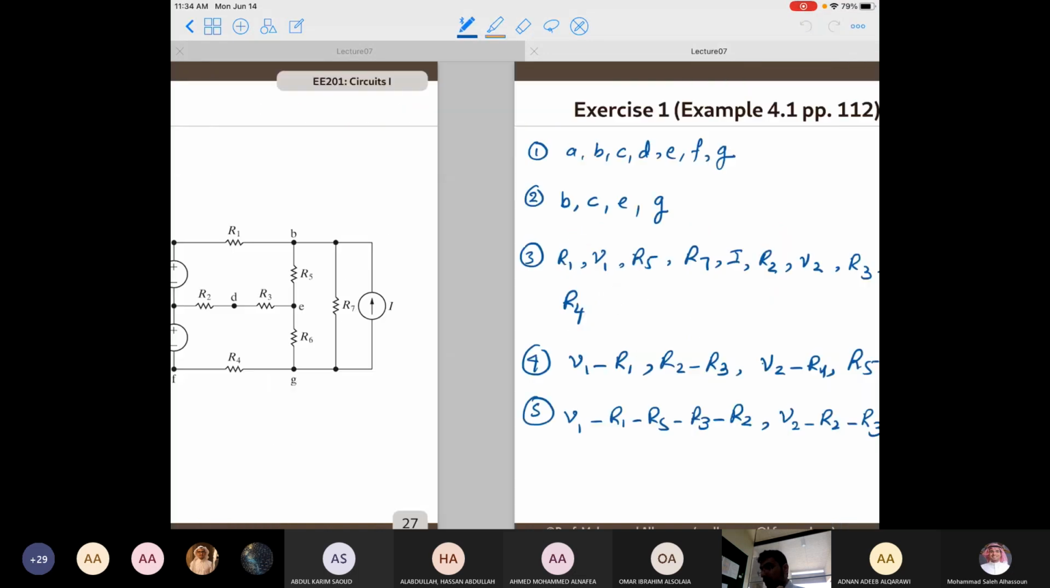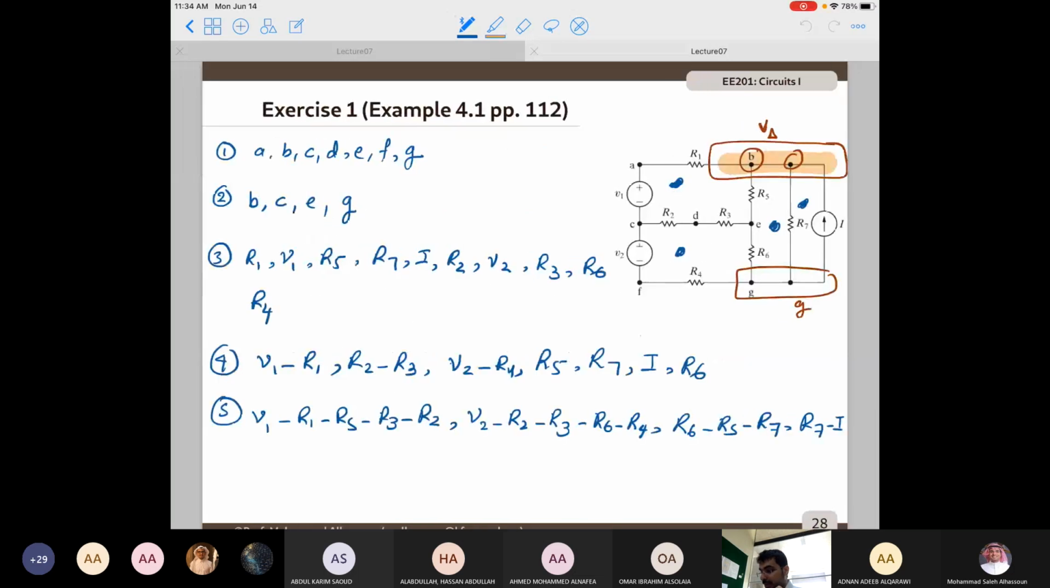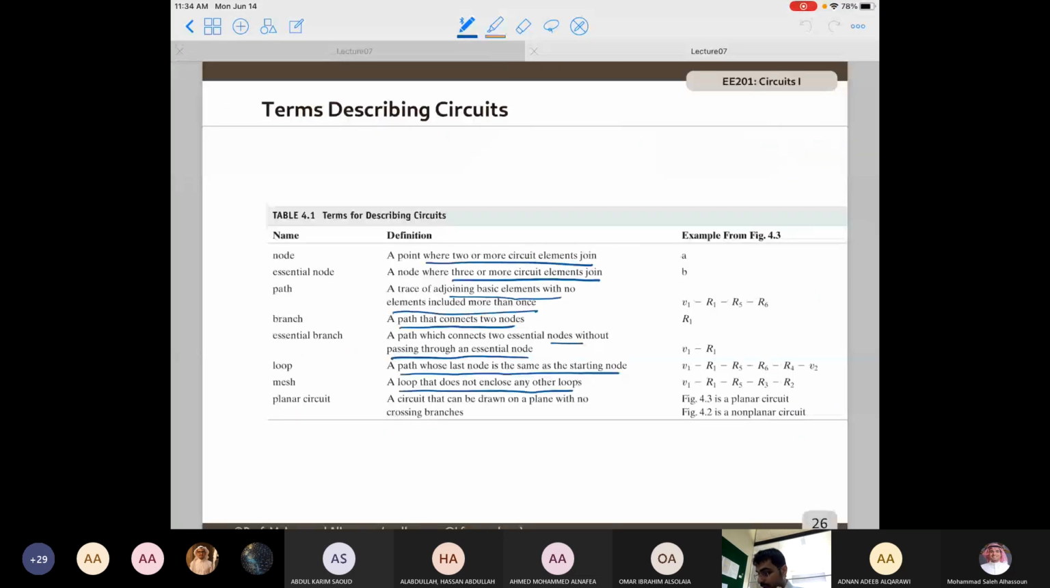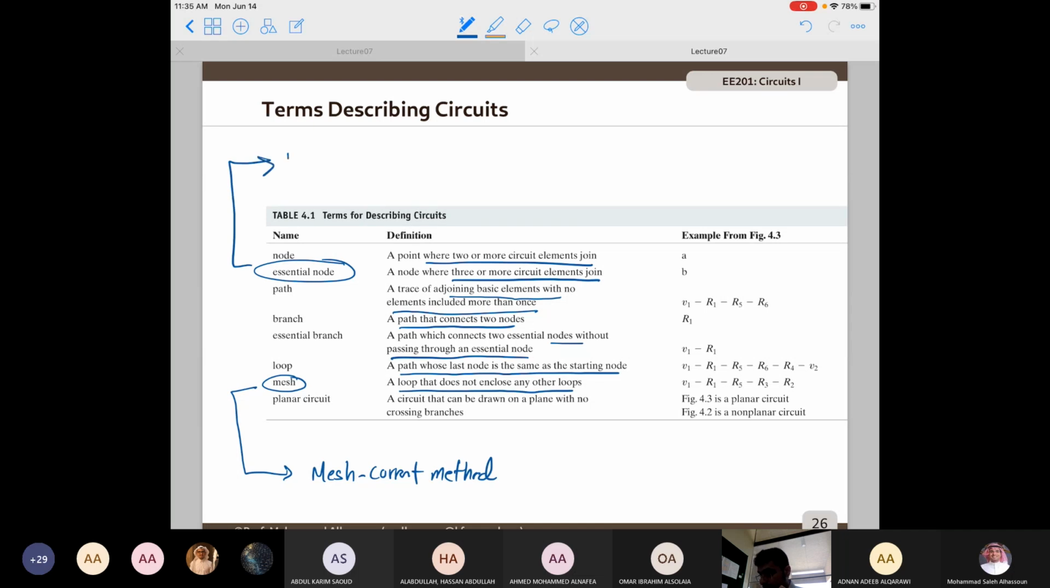Okay. So now with the definitions, probably the very important definitions are those two: essential branches, mesh, and essential node. Because this is the definition we're going to use for the mesh current method. And this one is the definition that we're going to use for node voltage.